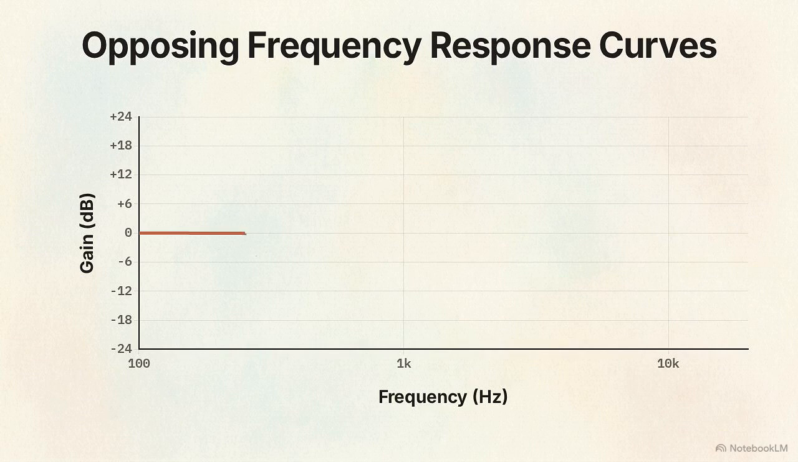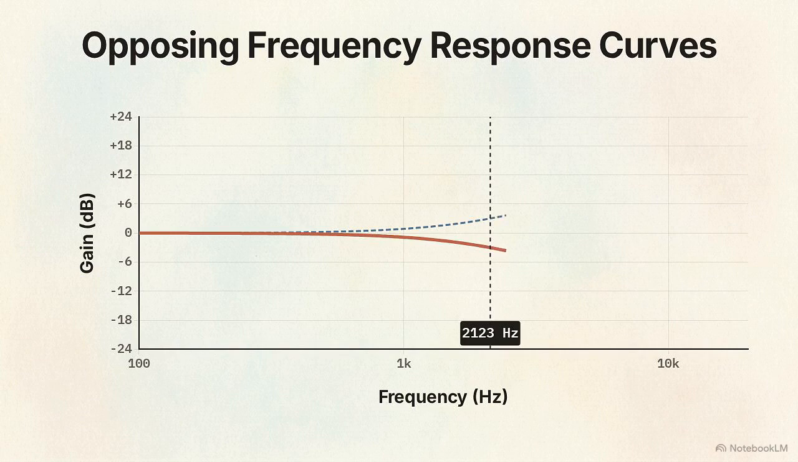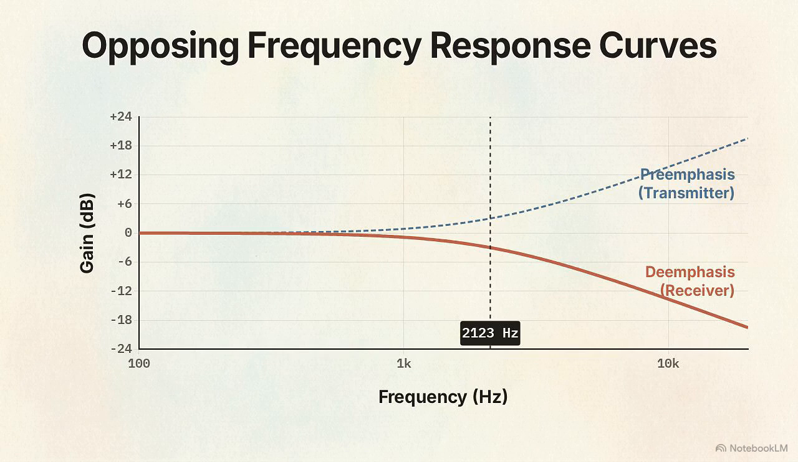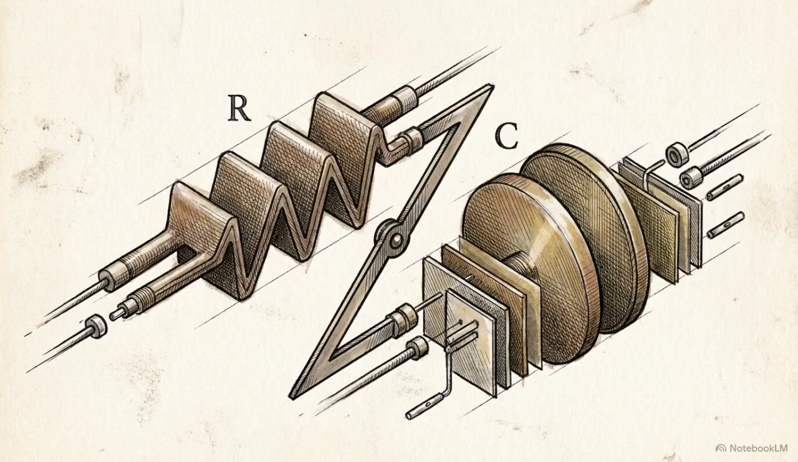This chart shows the opposing curves. The receiver's deemphasis filter begins attenuating signals heavily above a specific hinge point, 2123 Hz, rolling off the upper frequencies at a steep rate of 6 decibels per octave to perfectly mirror the transmitter's boost. That exact hinge point is derived from the filter equation. Cutoff frequency equals 1 over 2 pi times the resistance-capacitance product.